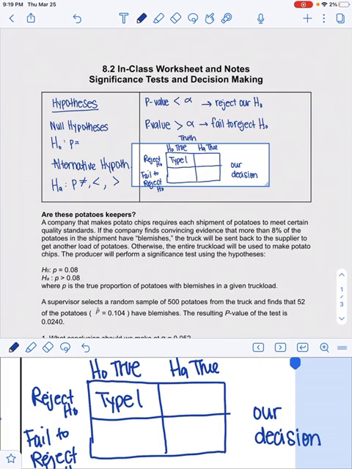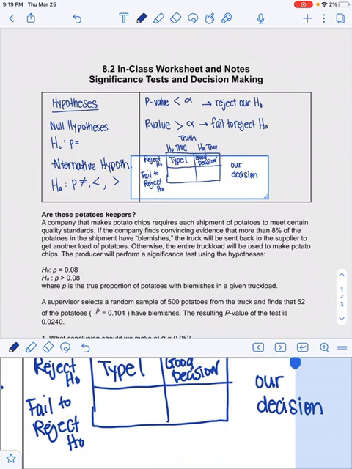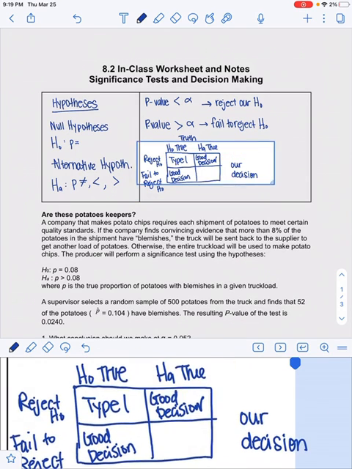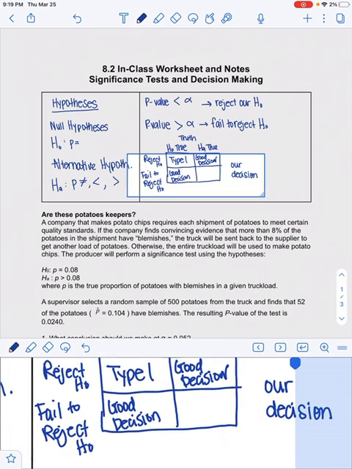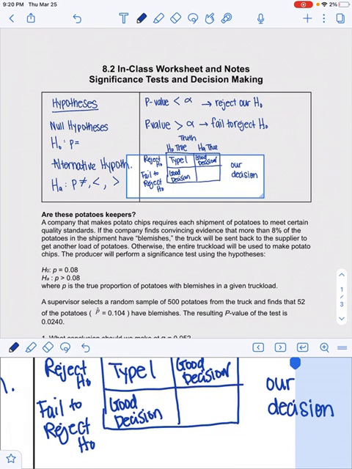All right? If we reject our null and our alternative is true, this was our good decision. If our null is true and we fail to reject our null, all right, that is a good decision. And if our alternative is true, yet we fail to reject our null, meaning we say our null is actually true, that is a type 2 error. Okay?